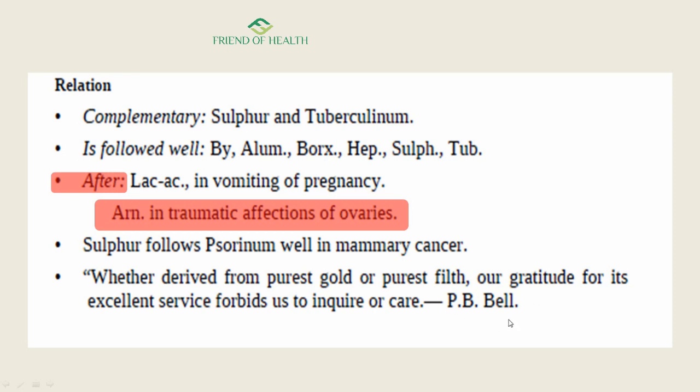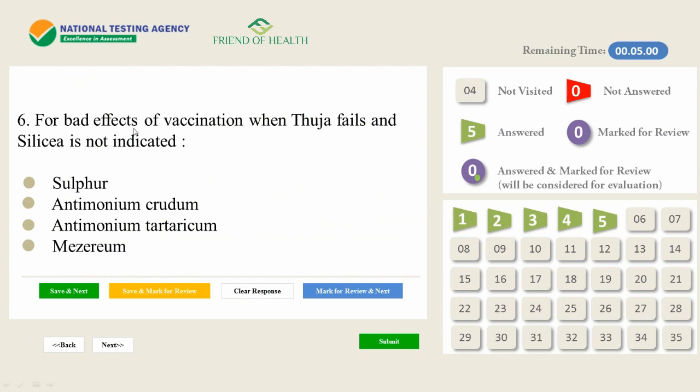So these are very important things. You have to study everything then and there. When you go through one question, you have to study the full relationship part of that, and relate and study. Any other quotes given in ALLEN'S Keynote, you can group all of them together. Then you can keep on revising. Then you can study: for bad effects of vaccination, when Thuja fails and Silicea is not indicated.